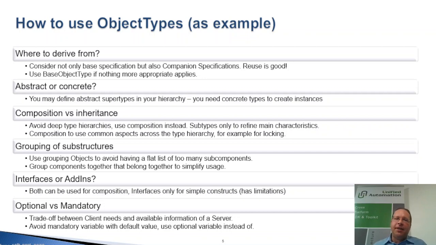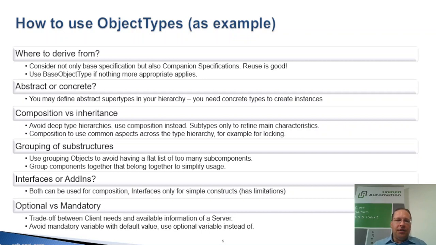Subtypes only to refine main characteristics, and composition to use common aspects across the type hierarchy. As an example from the devices specification, there is a locking object which can be applied on various types which are not dependent on the type hierarchy, but you still want the locking feature.